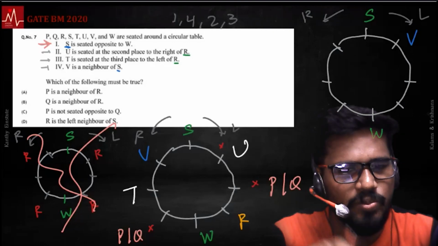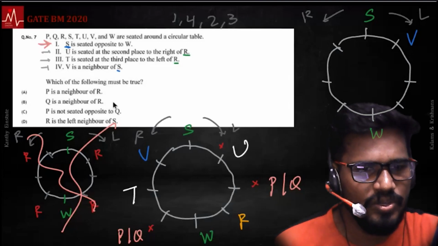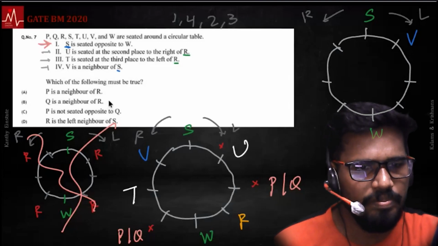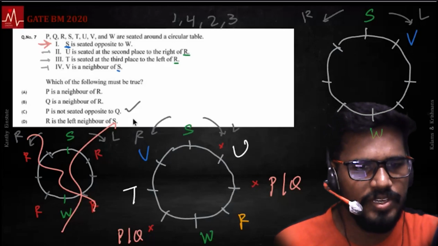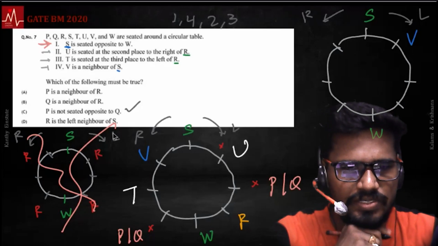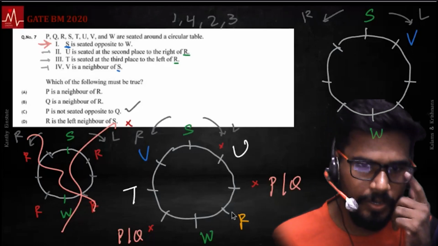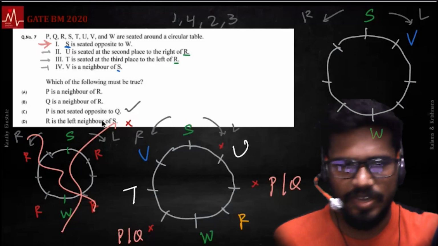It's P or Q. So P is a neighbor of R, or Q is the neighbor of R. P is not seated opposite to Q. This is true in both of the cases. R is a left neighbor of... No, this is incorrect. In all the possibilities here, option C is correct. A and B can be correct.